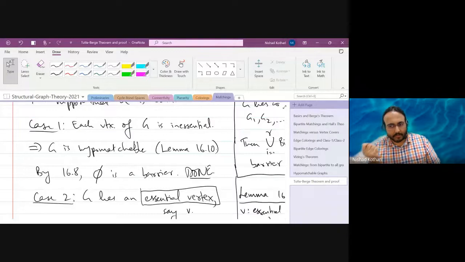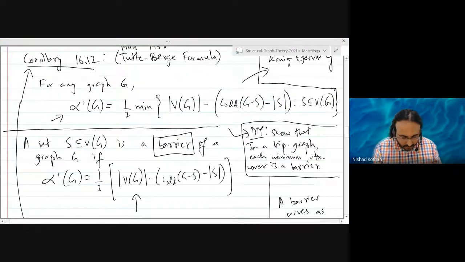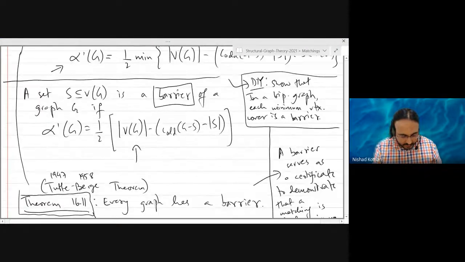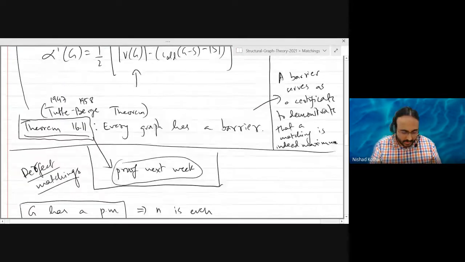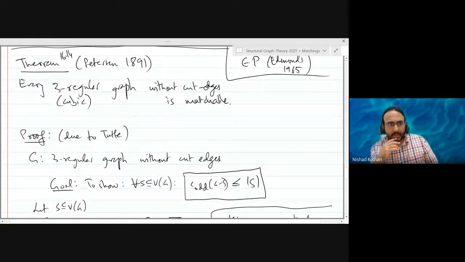There is some amount of work required in some cases, and on top of that, you also get things we have already discussed. You get Tutte's theorem for perfect matchings. You get the Tutte-Berge formula, right? And from Tutte's theorem for perfect matchings, we have already proved Petersen's theorem, which is that every three regular graph without cut edges is matchable. It has a perfect matching.